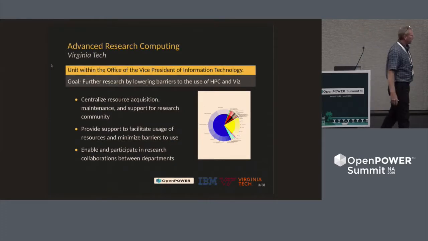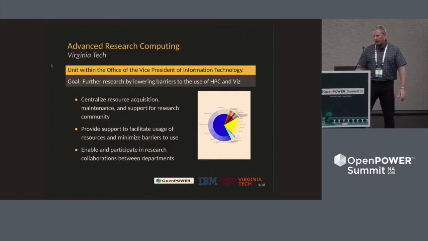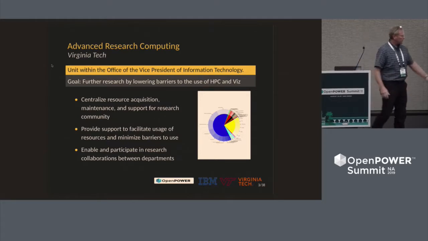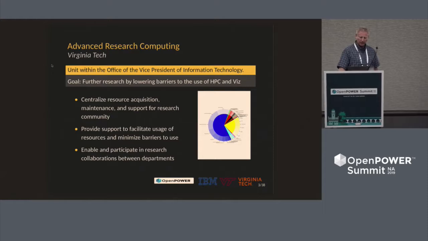So who are we? ARC at Virginia Tech. Basically, we're a unit within IT that is responsible for making sure that people at Virginia Tech have access to compute appropriate for the size and scale of their projects. Just a little bit about VT. That's kind of our user base right there. The blue is engineering. We're largely an engineering university. Yellow is College of Science, and then we've got sort of everybody else. And that's what we'll talk about a little bit later.